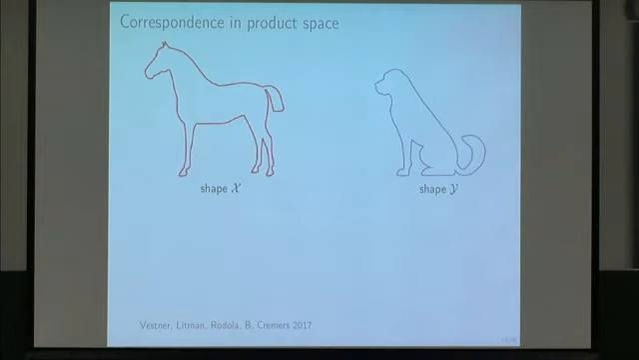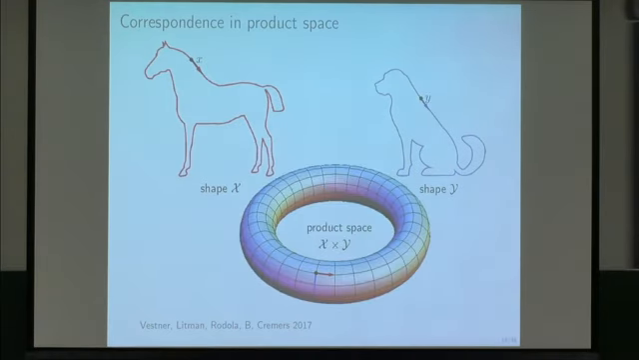So I will take one-dimensional shapes, which are basically contours. This is shape X, this is shape Y. And I can think of correspondence between these shapes as a one-dimensional submanifold in a two-dimensional product manifold X cross Y. In this case, the product space can be thought of as a torus, because these are two closed curves, and the correspondence here, this pi, will be this nice smooth curve on the torus.